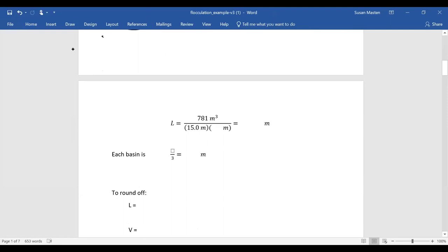In that case, we determined the volume based on our detention time and the flow rate. This is our width and our depth, so we can determine the length, and that is 13 meters. Each basin is 13 meters total length. Looking again at our flocculation basin, the total length is 13 meters. We have 3 compartments, so the length of each compartment is then 4.34 meters.